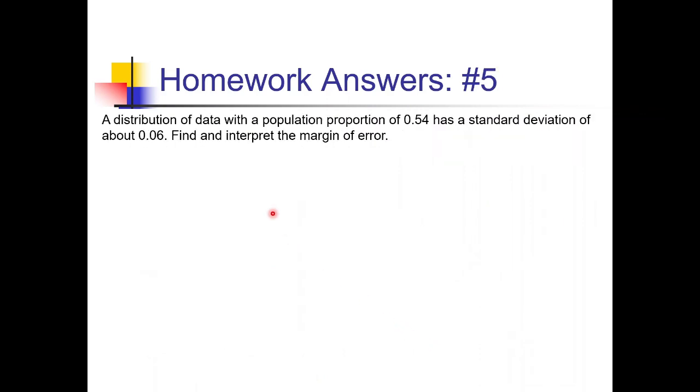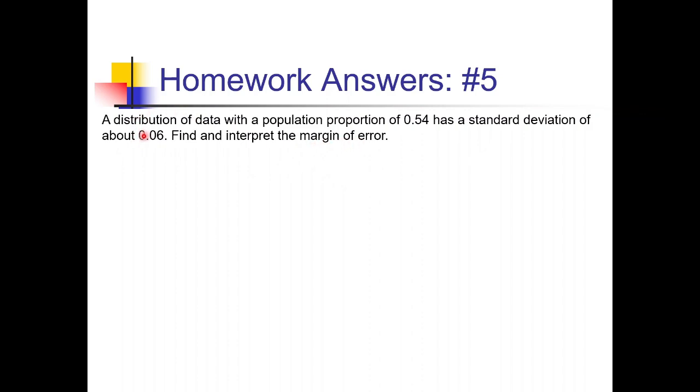On this question, they're telling us that a distribution of data with a population proportion of 0.54 has a standard deviation of 0.06. We want to find and interpret the margin of error based off this. So since they're giving us the standard deviation, this is actually pretty easy. We just have to double the standard deviation, and that will be the margin of error that we're expecting.